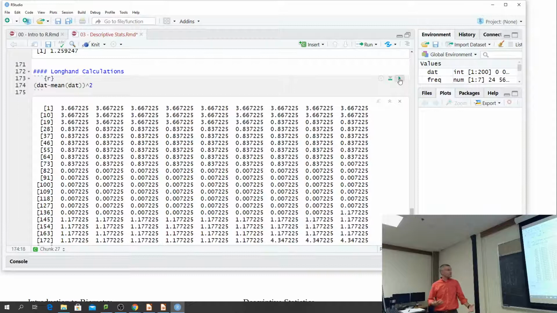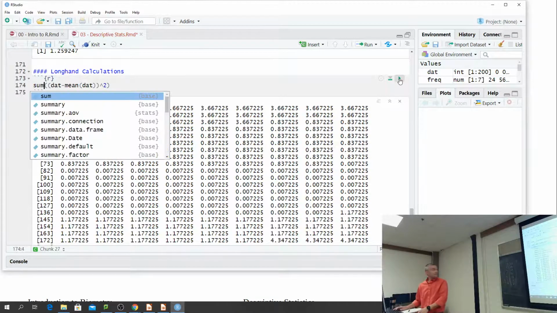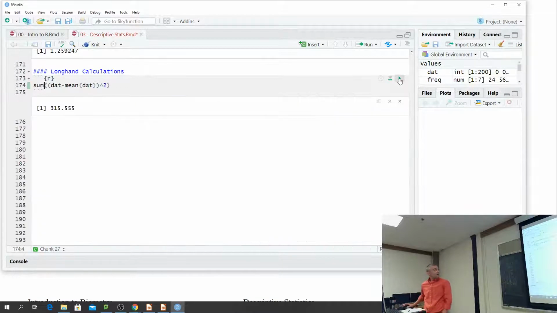But that's not everything, right? We want the sum of that. So there is a sum function. And now, when I run that, I get my sum of squares, which is what we calculated, 315.555. It comes out better than when we did the x squared and the fx squared calculations because we didn't have to round it. So that's the sum of the squares.